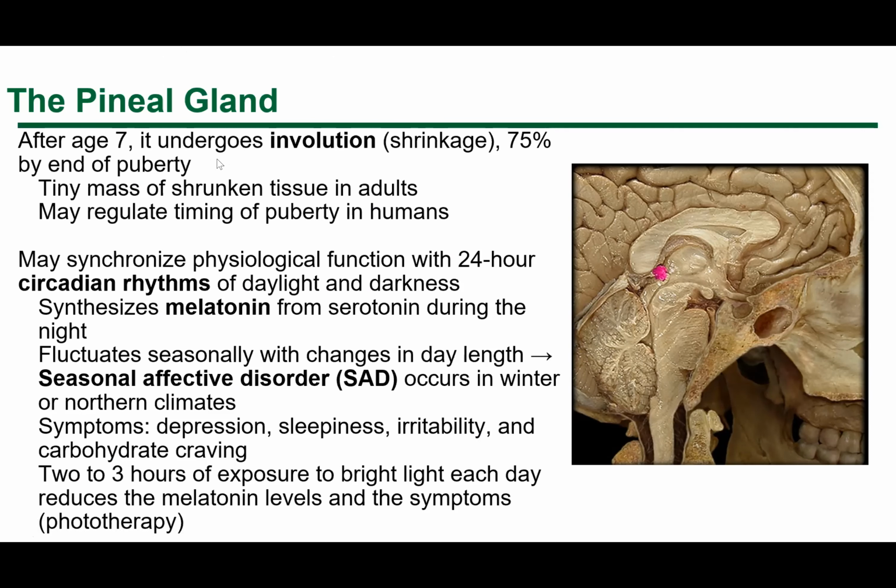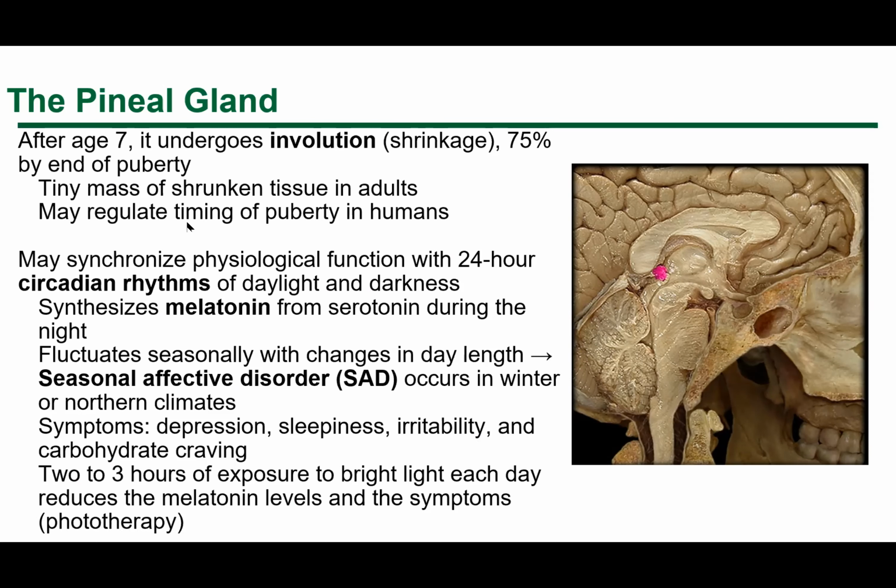So the pineal gland is large in children, similar to the thymus. But after about the age of 7, it begins to go involution style like the thymus does, where it starts to shrink. So the pinealocytes shrink and involute. A lot of them are converted to fat. And by the end of puberty, it's only about 75% of what it was. And it's pretty little in grown-ups.